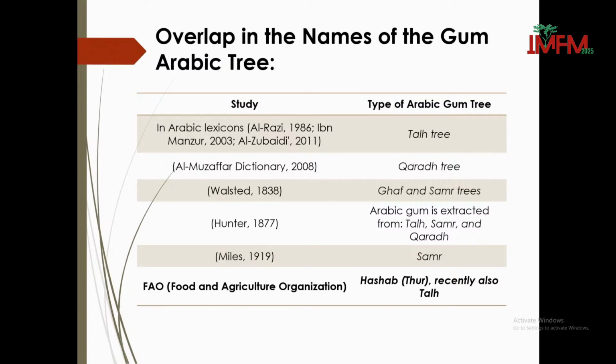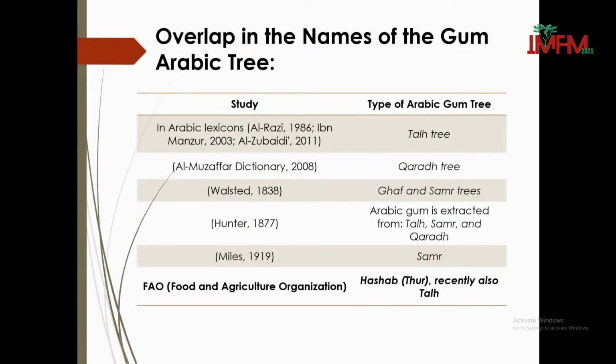In Al-Muzaffar dictionary, he said that Qarad. In Wellsted also, he's a British officer, in 1838, he said that Qaf and Samar are the gum Arabic tree. Hunter also said that Arabic gum is extracted from Talah, Samar, and Qarad. So we found there are many different types of gum Arabic tree.